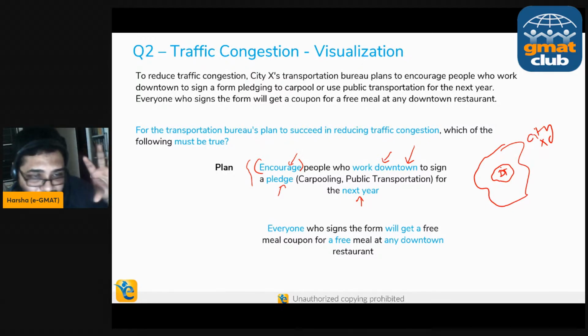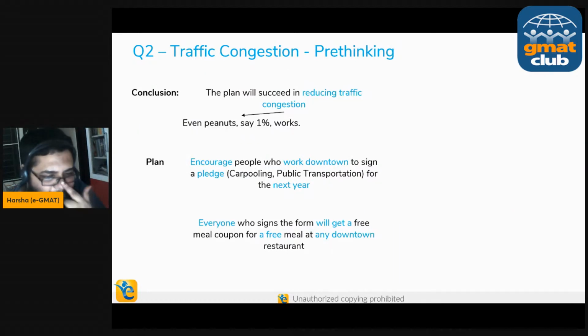If you do not focus on downtown, this entire thing went by your head. Now, a pledge is just a promise. Will people abide by the pledge is something you need to think about. And this entire thing is for the next year. I'm not giving a commitment that I will do carpooling and come to a particular concert or a particular event. It's for an entire year that I'm giving this commitment. I hope you guys got all these points when you were reading this sentence, when you figured out what the plan is. That's visualization. Okay.